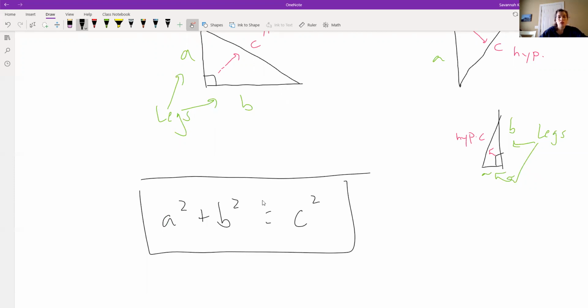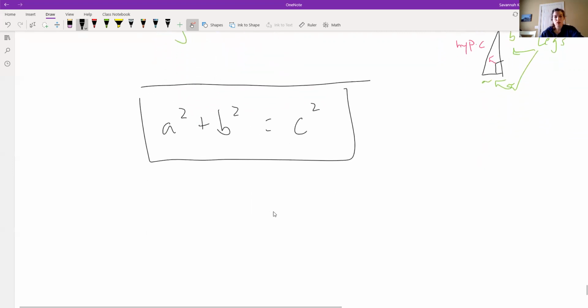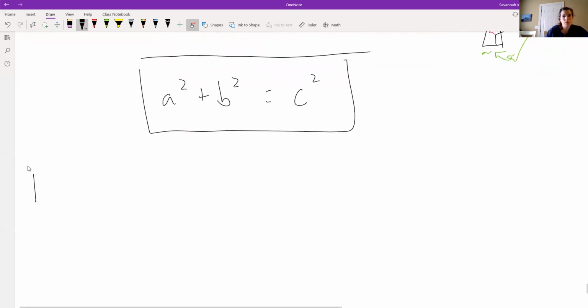Okay. When you square each leg and then add it to the other leg squared, the result will be the hypotenuse squared. Okay, now the way we use this and the way this relates to square roots will come out in this very simple practice problem.